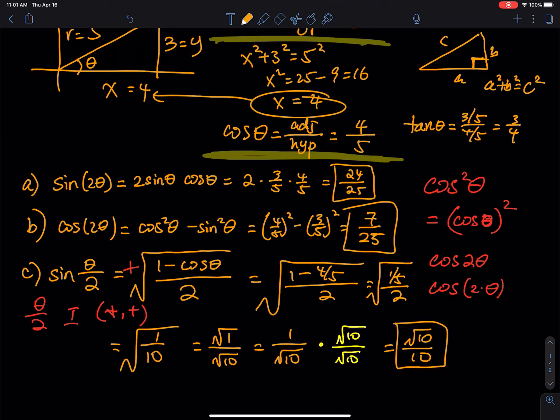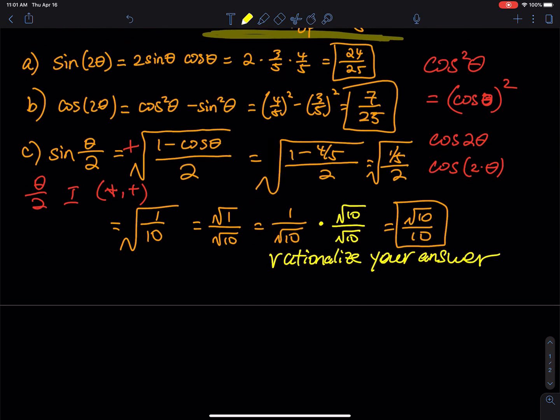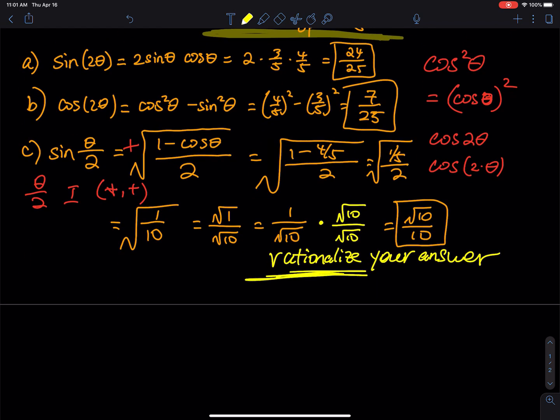So what is this step called? This step is called rationalizing your answer. What is rationalize? When people ask you to rationalize, that means they do not want to see a radical in the denominator. So that is what rationalize is.